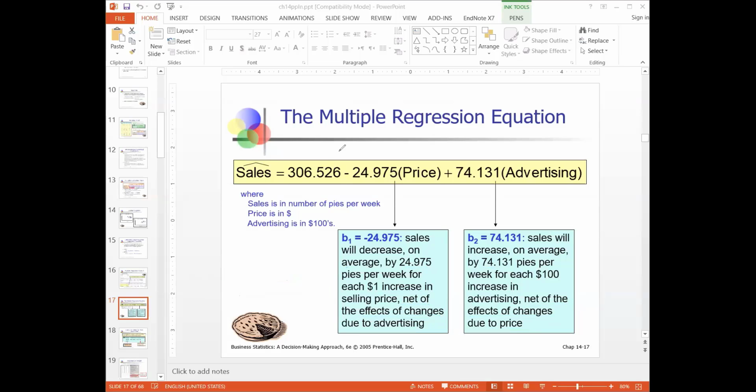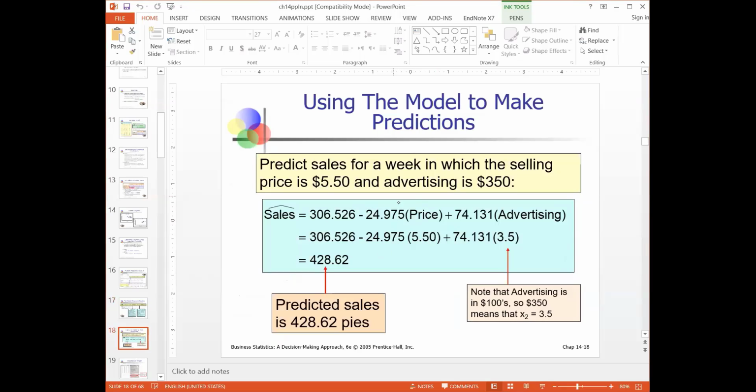Save it, hit the screen, go to the next slide. So what is it showing us? What he is doing is trying to predict with the model. He has said let's assume that our sale price tomorrow is this, I'm trying to sell at this, and my advertising expenditure is this. So I will put 3.5 because it is in hundreds: 350 divided by 100 is equal to 3.5.